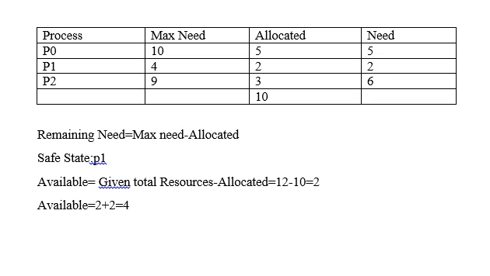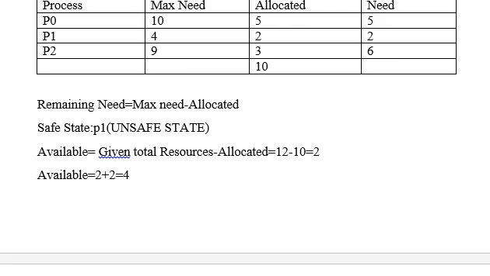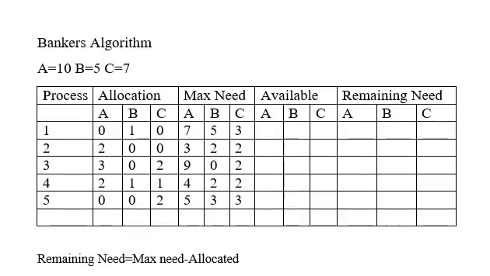So that's why the system is not safe, or we can say the system is in an unsafe state, because all the processes cannot be executed successfully. So that's the basics of the Banker's algorithm. Now we'll see a proper example of the Banker's algorithm.